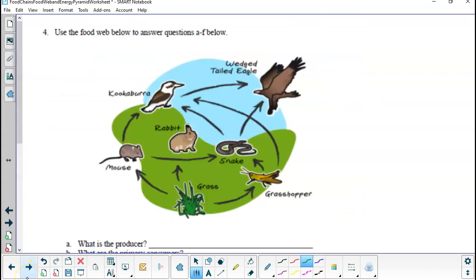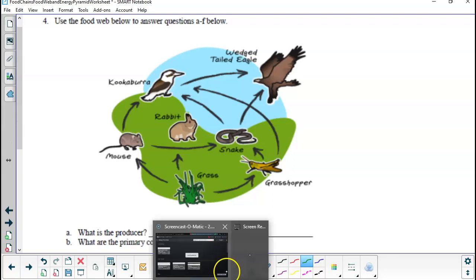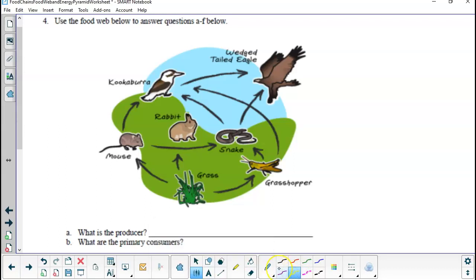All right, now I'm going to leave this one for you. We have another food chain here, but this is actually a web, which means instead of one path, there's going to be many paths. Like the grass right here at the bottom is eaten by the rabbit, eaten by the mouse, and eaten by the grasshopper. So there's not just one path. And so food webs are more realistic, more true to real life. But it's still the same vocab words.